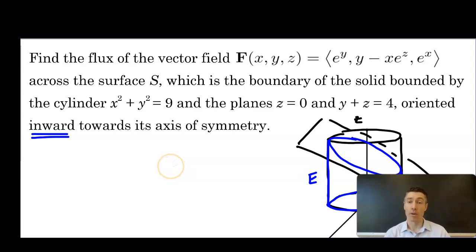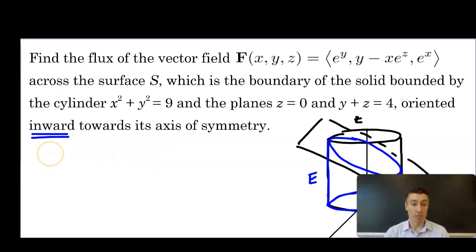So just to make a note, they're not always going to tell you to use the divergence theorem, like they do not here. But we need to pick up on the situation that happens when it would make sense. So in this case, a closed surface, it makes sense to use the divergence theorem.